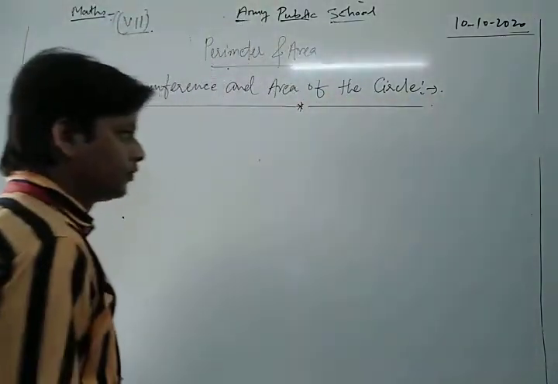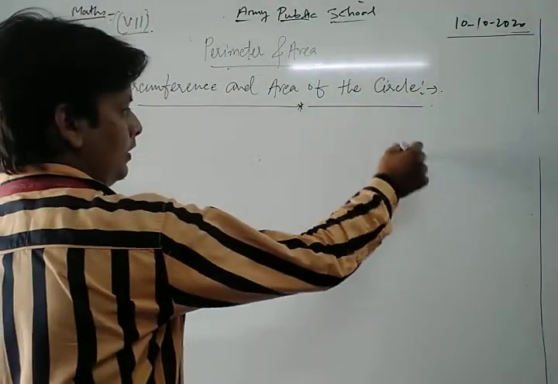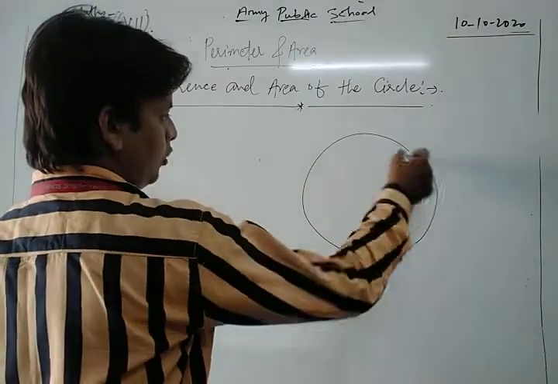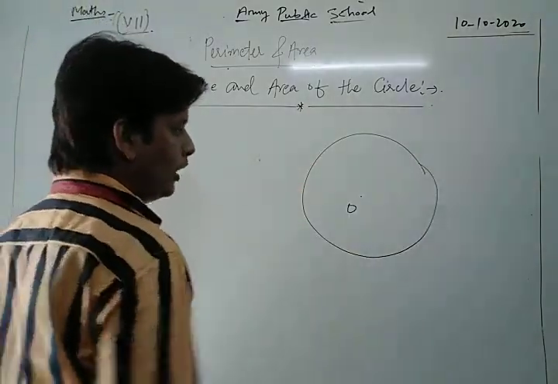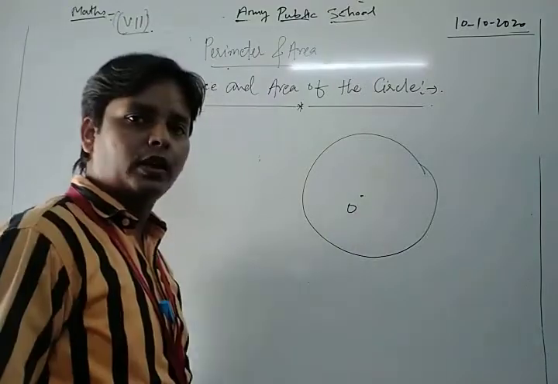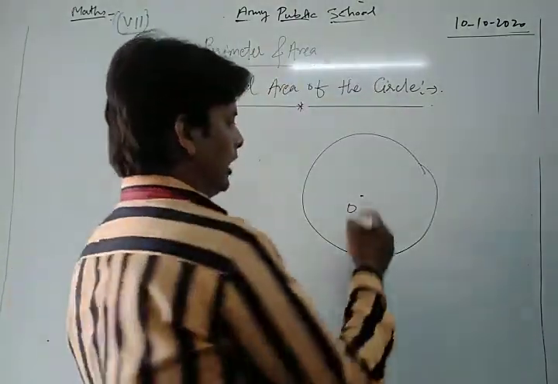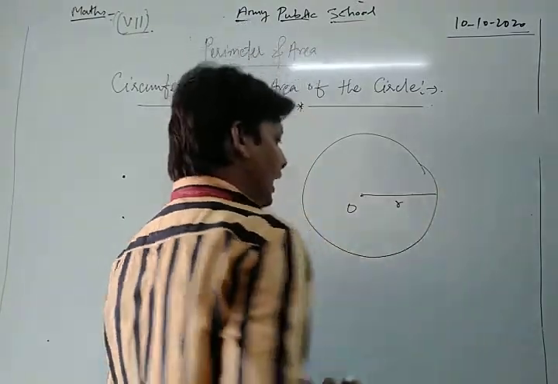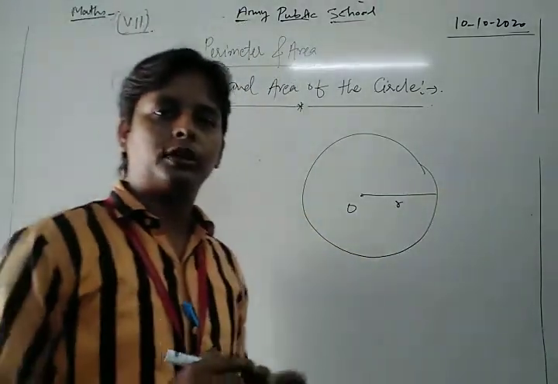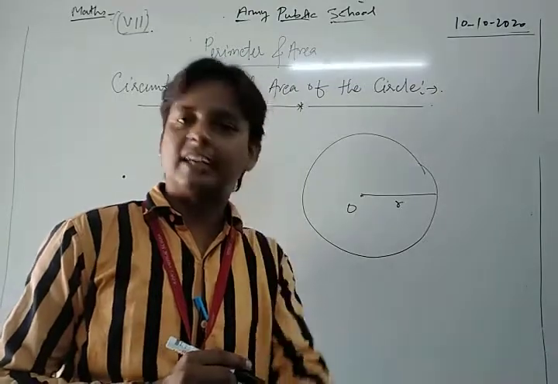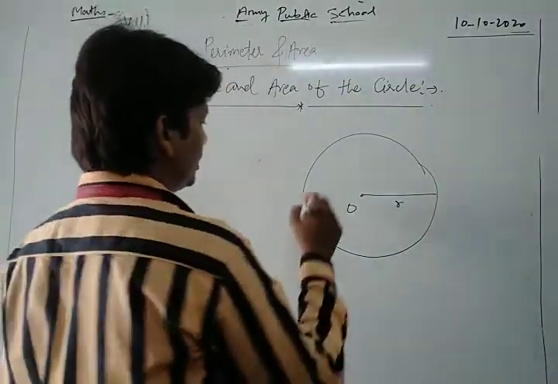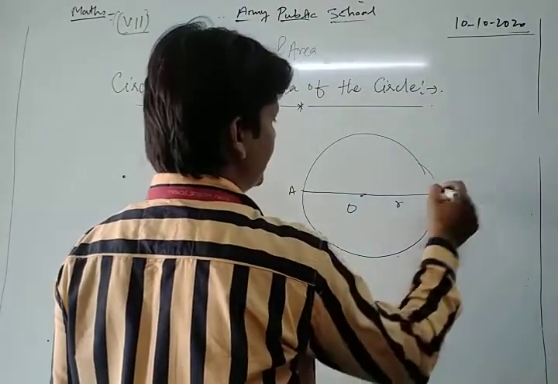So dear friends, you know that suppose this is the circle of center O, and you know that the line joining the center and any point on the circle is known as what? Its radius, and this is the radius. And the line joining any 2 points on the circle and passing through the center is said to be what? The diameter. And suppose that here AB is the diameter.